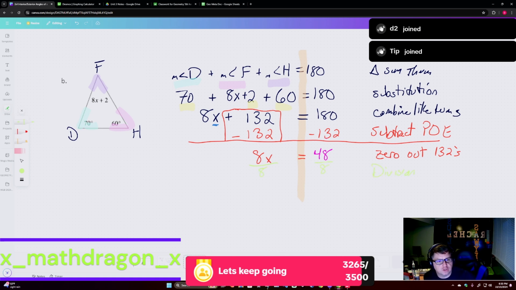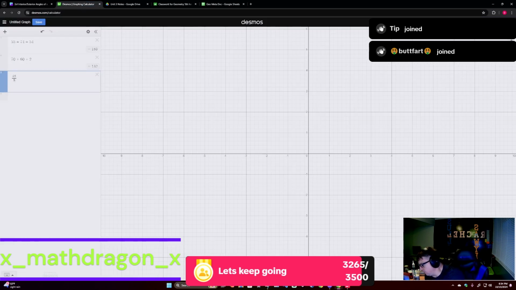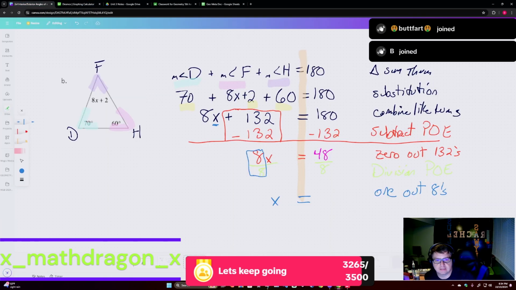All right, we have division property of equality. The reason we do that is because we want to make the 8s 1. If this becomes a 1, then we finally get our x by ourselves. Then we're going to do 48 divided by 8 and come up with a 6. Good. And now if it asks for angle F, we would take that 6, substitute it in, times it by 8, add 2, and that's going to be our answer. And then we can add all three of them together to make sure it's 180. There's plenty of checks and balance system in here for you to make sure you get the right answer.